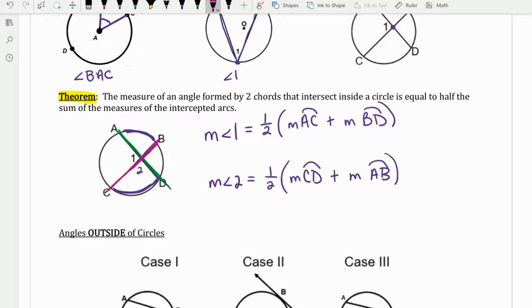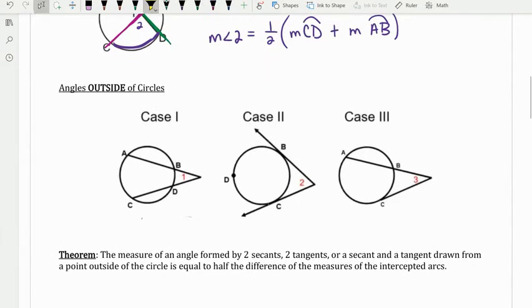Okay, but there's your formula. If you've got an angle formed by two chords in a circle, then we add together its two intercepted arcs and then take half of that. We'll do a couple examples with that, so you'll see how that works.